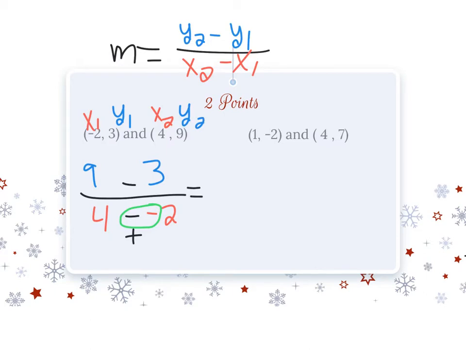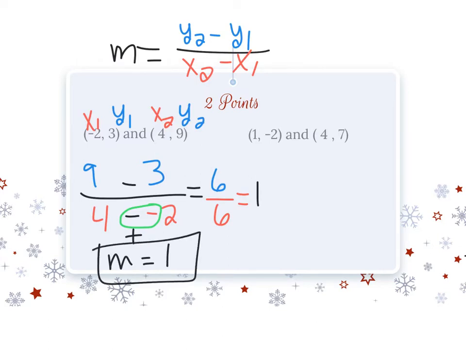So 9 minus 3 is 6. 4 plus 2 is 6. And we can reduce that. 6 over 6, a number divided by itself, is 1. So our m is equal to 1 on this one.